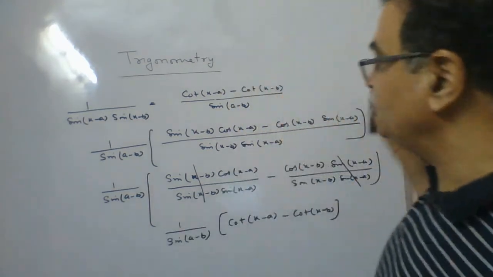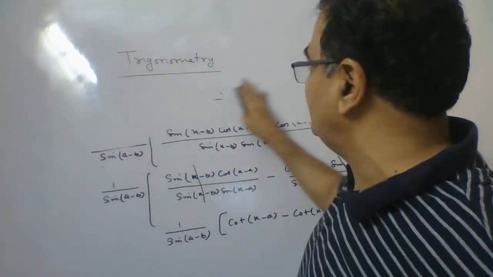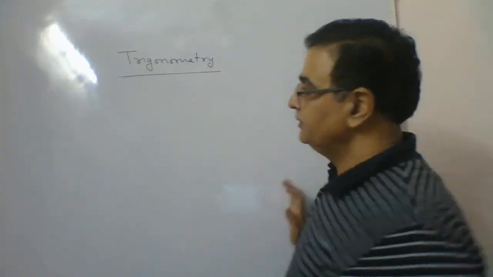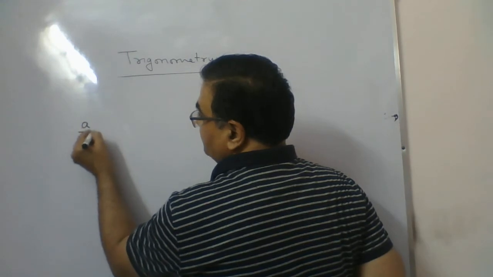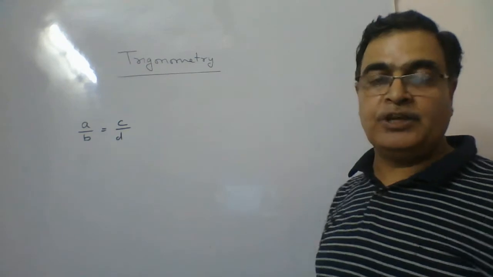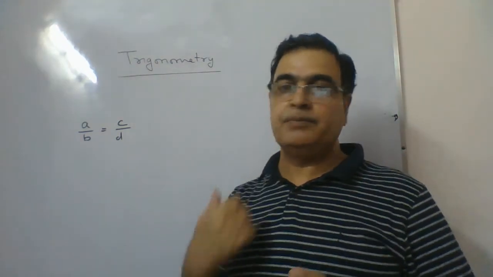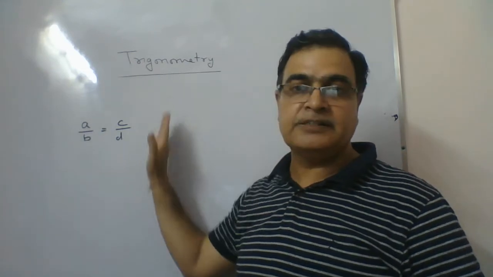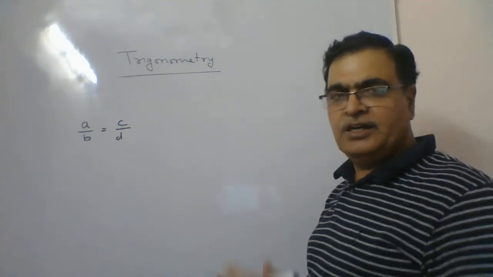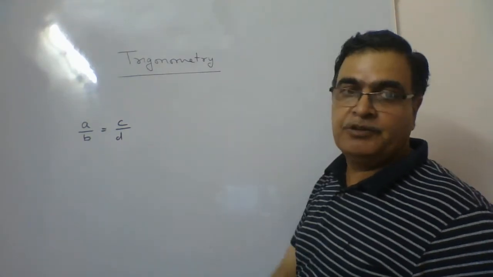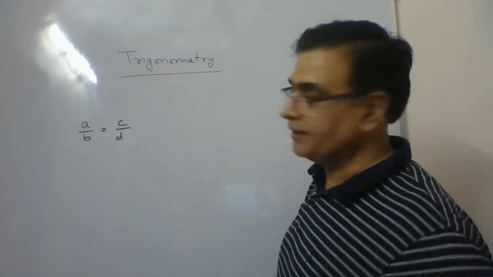Before starting the new question, there is one result we should know, because whatever questions I am going to do now will be based on that. This is A by B equal to C by D. Whenever we have this type of equation, A by B equal to C by D, the ratio of A and B is the same as C by D. In the lower classes we have done 2-3 things. I'll just revise it and then we will create a formula which we will be using.